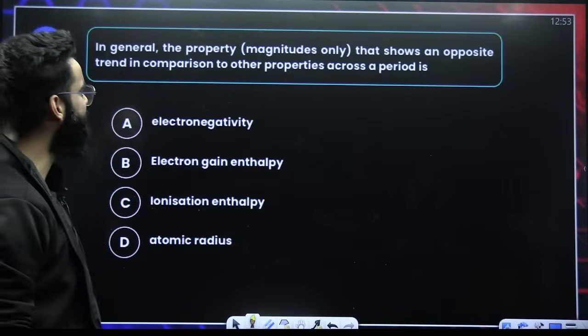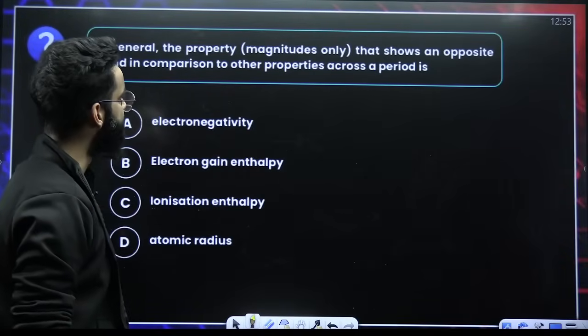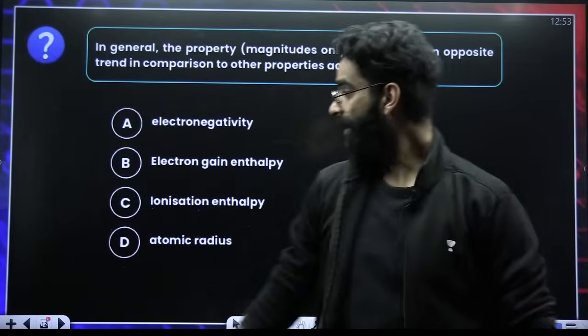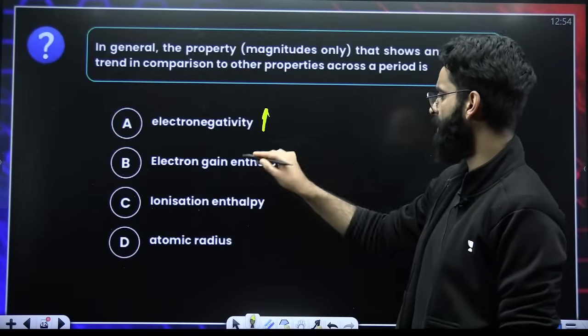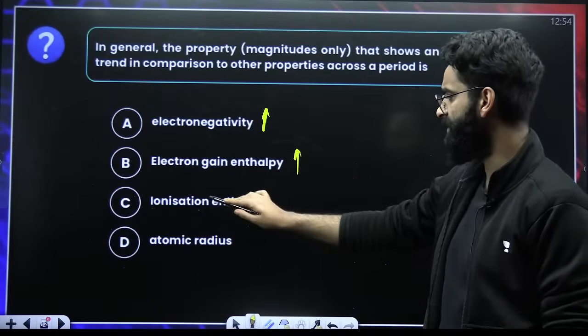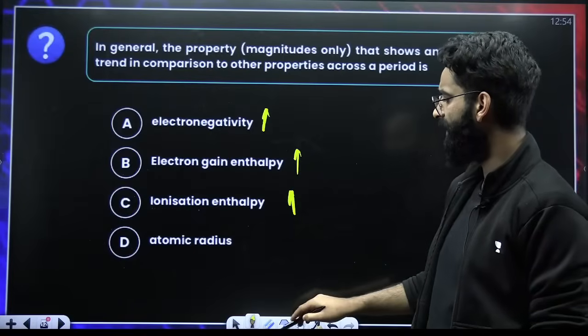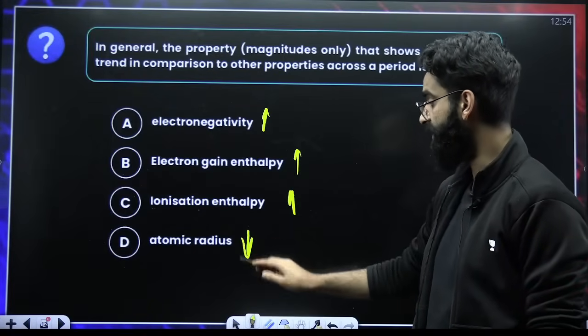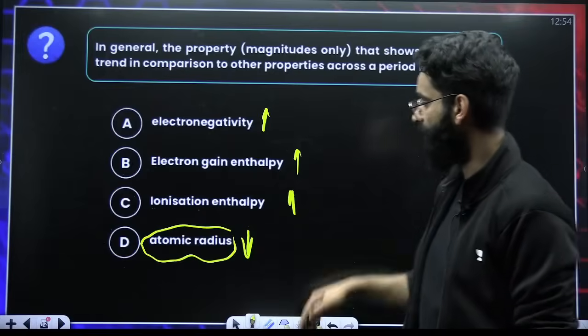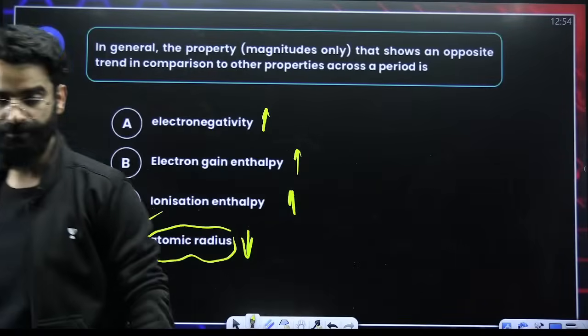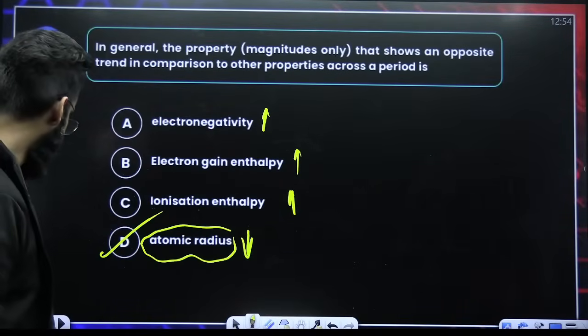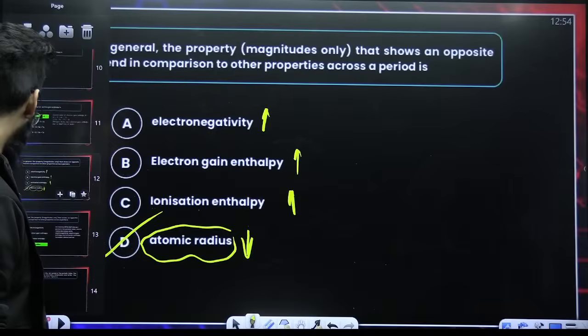In general, find the property that shows an opposite trend in comparison to other properties across the period. Across the period, electronegativity increases, electron gain enthalpy increases, ionization energy increases. Atomic radius across the period decreases. So this is showing a reverse of what others show. So option D, odd one out.